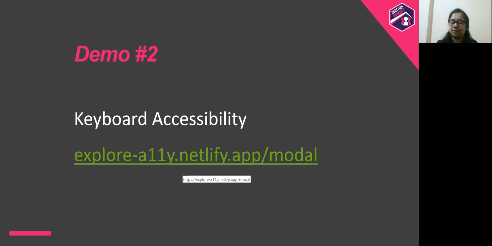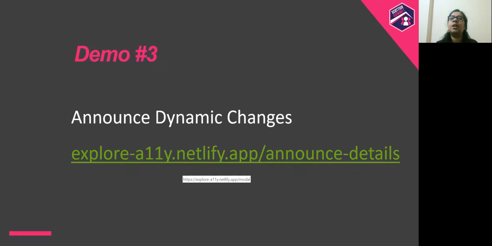Let's see the third example now. The third example is announcing the dynamic changes. As we know, we use JavaScript to create all dynamic things on our web page. For example, whenever the form is submitted and some response comes back, that's dynamic. Some notification comes and it's shown to the user, that is dynamic. Whenever the navigation is changed, then the view gets changed, that is also dynamic, right?